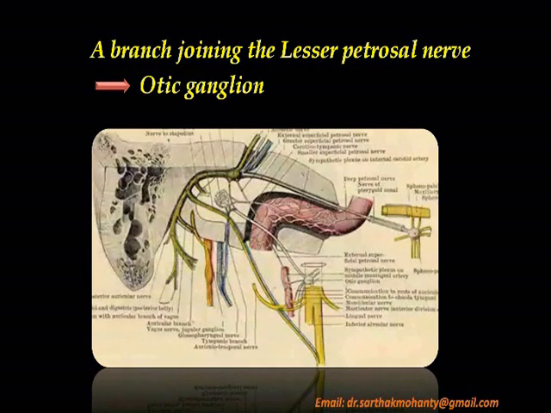Another branch is the branch joining the lesser petrosal nerve. Here is that. This is the lesser petrosal nerve and this is the branch joining the lesser petrosal nerve. This one. So in this way it communicates with the otic ganglion. This is the otic ganglion.